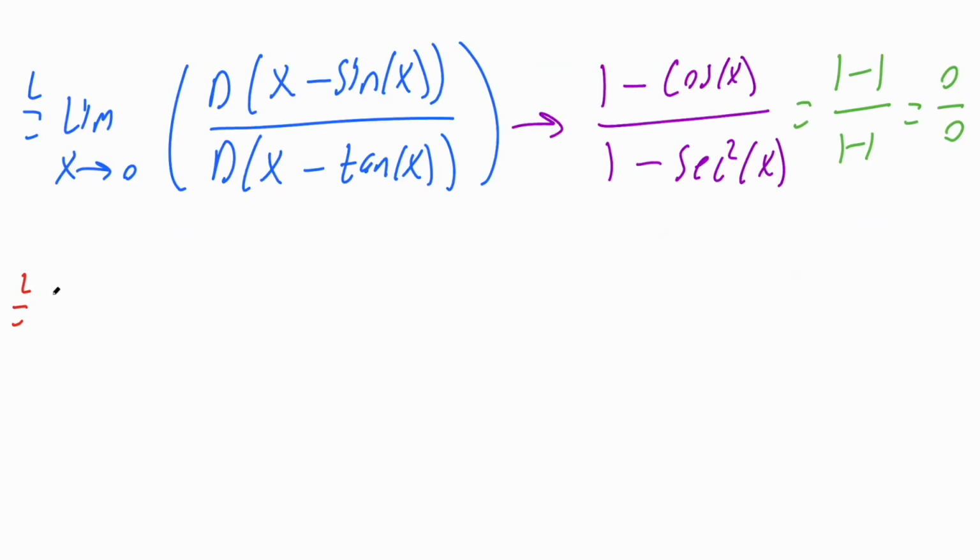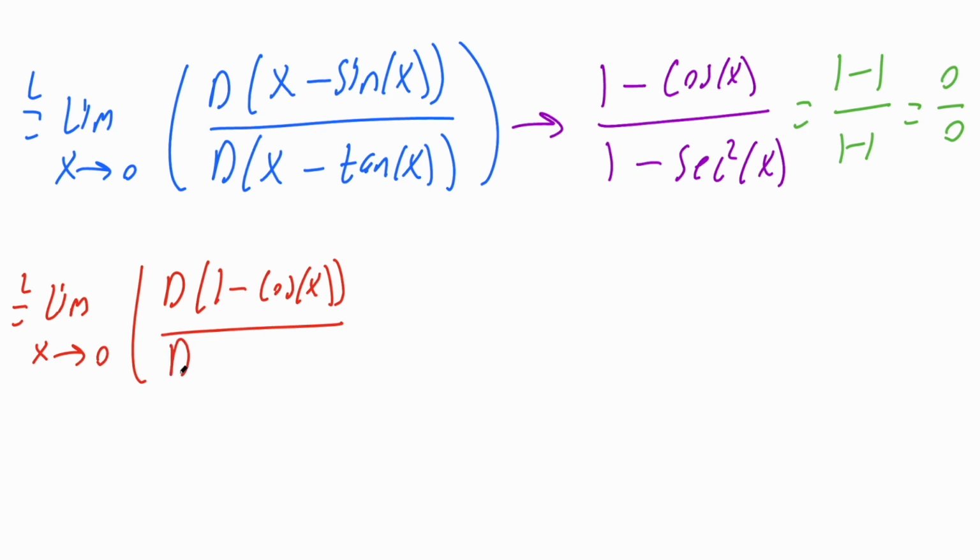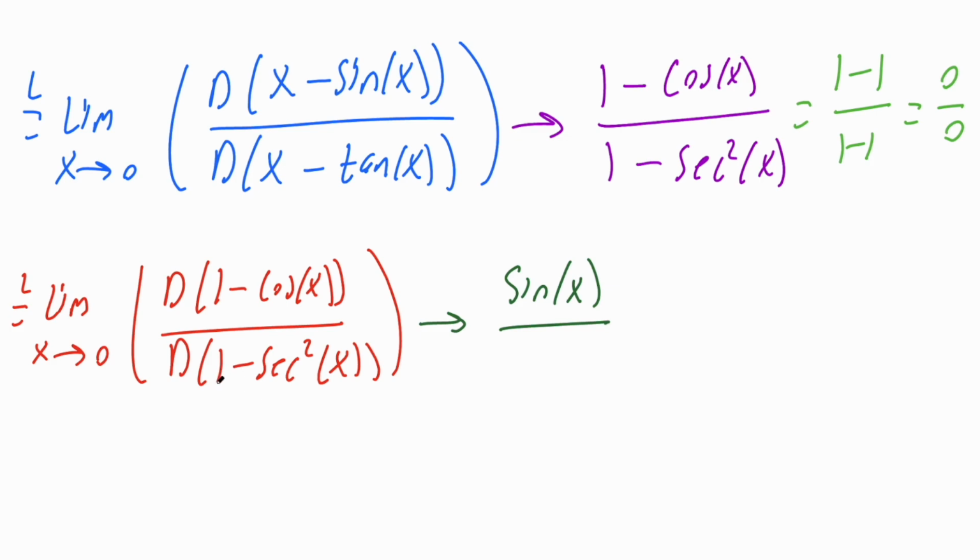So it is equal to the limit as x approaches 0, and we take the derivative of our numerator, which is 1 minus cosine x, divided by the derivative of our denominator, which is 1 minus secant squared x. And the derivative of 1 is just 0, and the derivative of cosine is negative sine. But we also have a negative here, so a negative gives you a positive, so we get sine x divided by, again, the derivative of 1 is just 0.